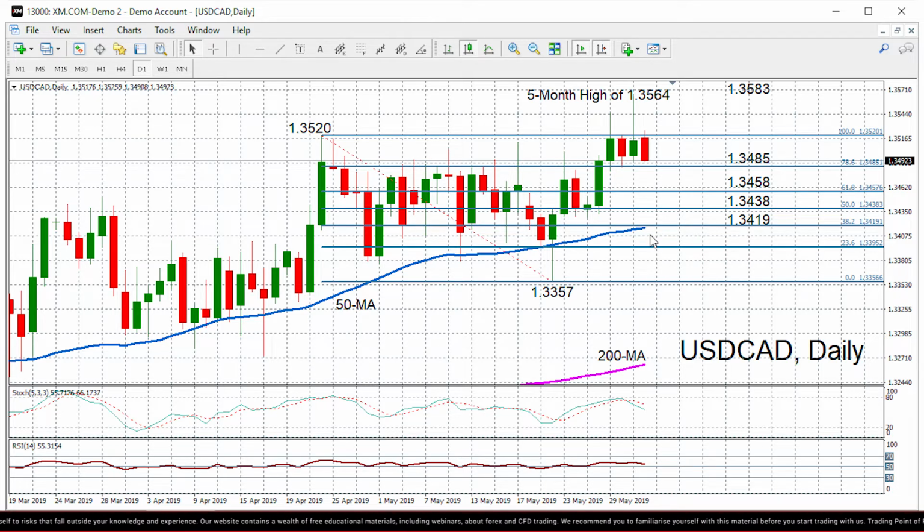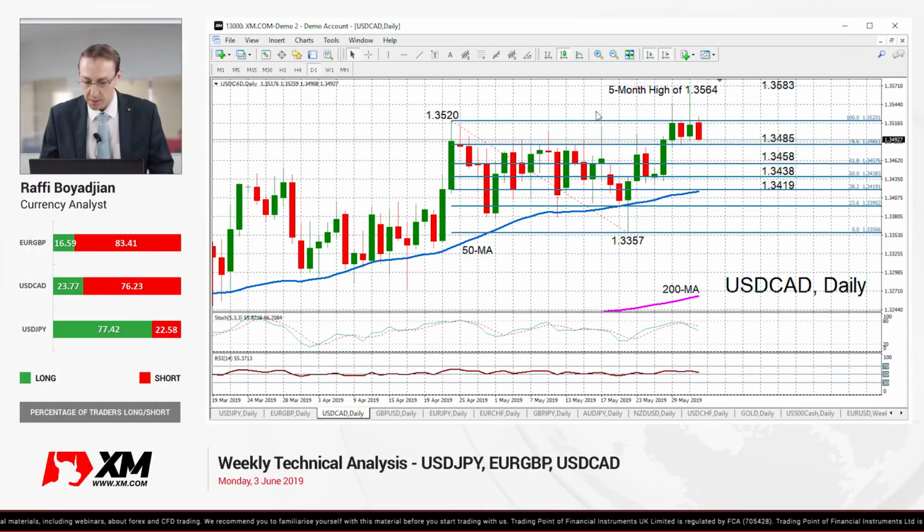If we do see prices breaching below the 50-day moving average, that would erase the positive momentum and would shift the risks back to the downside, with the key support being May's low of 1.3357. In the medium term, we do have a slight bullish outlook, and that looks set to continue for a while longer.